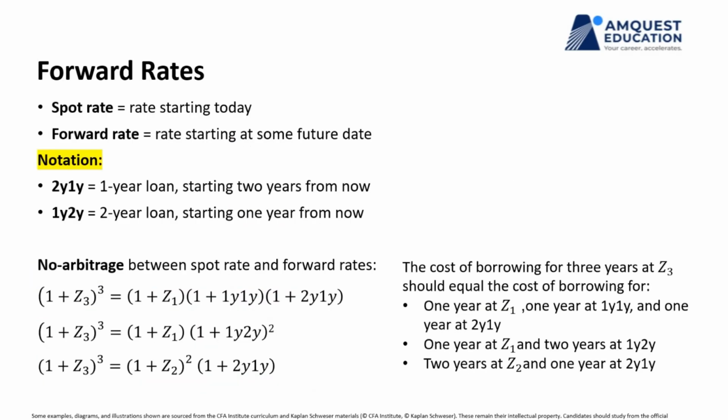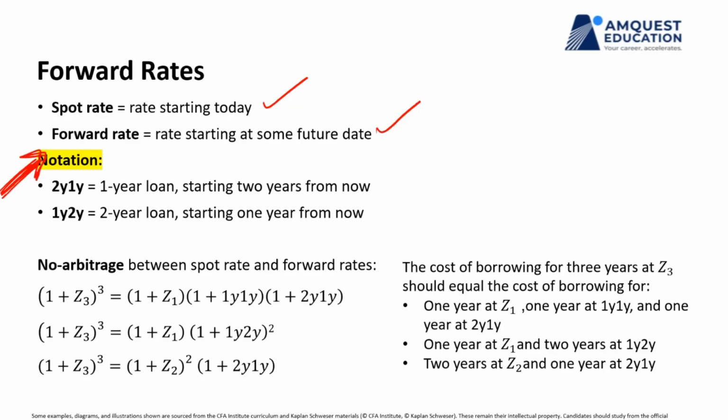Okay. Then the last concept for the day, forward rates. Now, the problem with forward rates is if you do not understand the notation of forward rates, you will not be able to solve any question. The key difference is spot rate is the rate today. Forward rate is the rate starting at some future date. The notation is absolutely necessary. If you don't understand this, you won't be able to understand the topic at all.